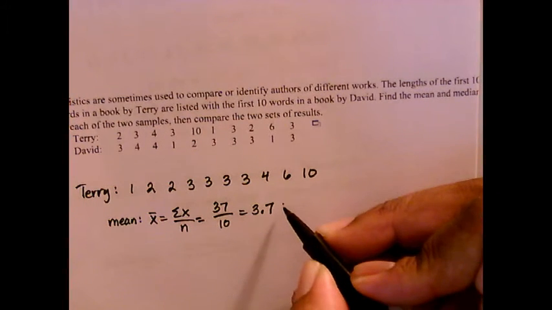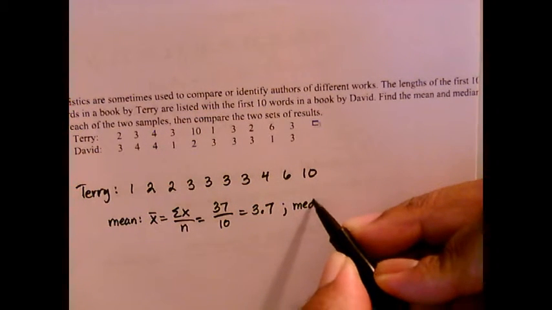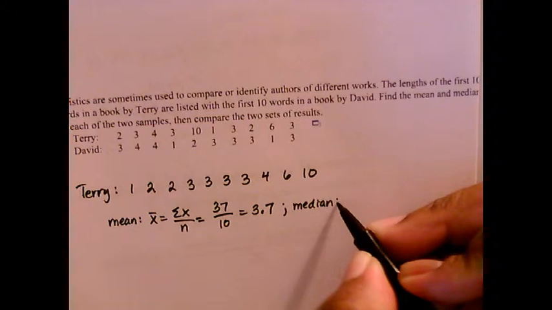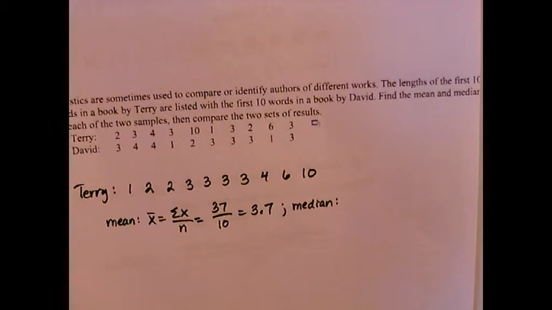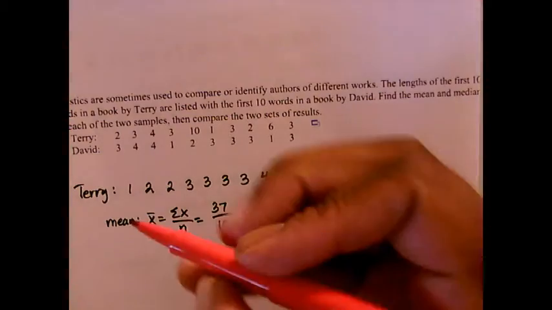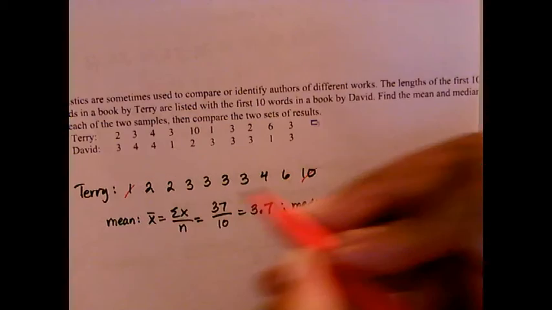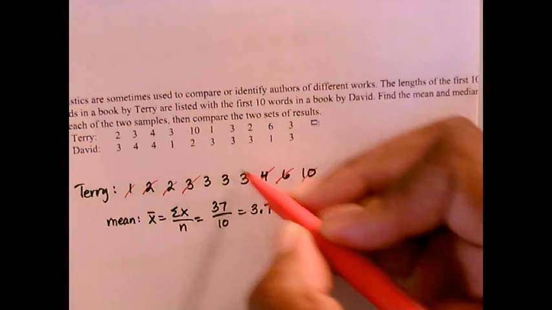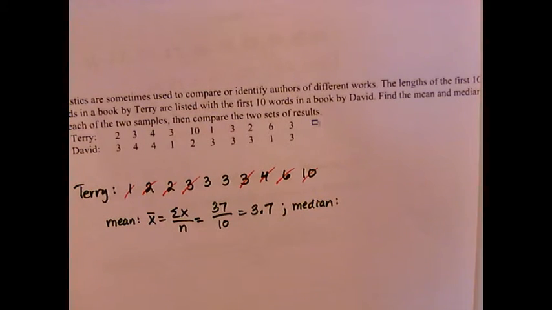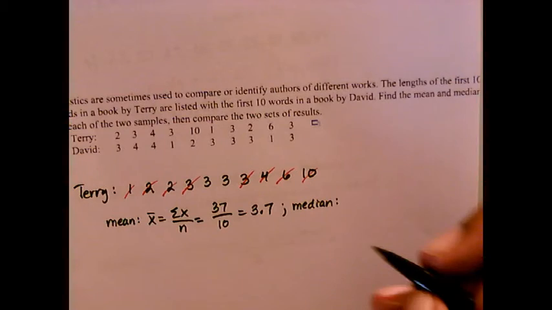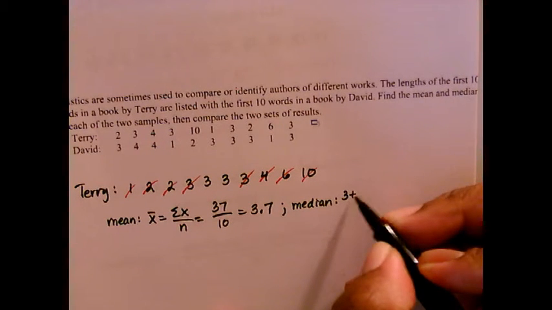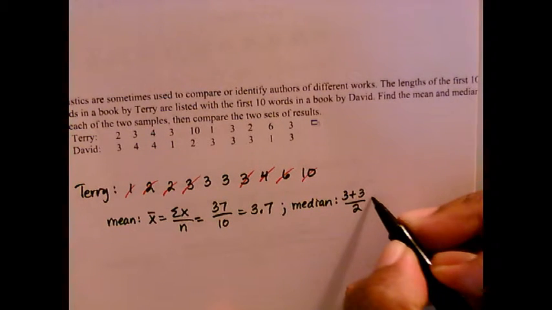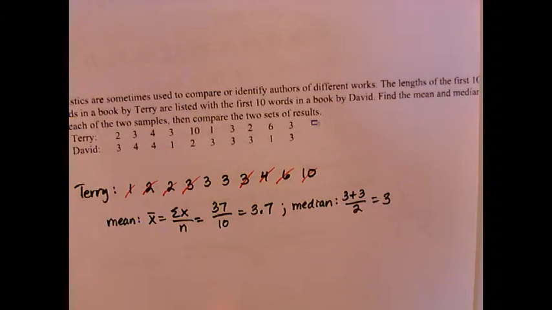Now for the median, there are 10 data values, so we look for the two middle numbers here. If I was to cross these out, obviously the two middle numbers will be 3. Now if I go ahead and take the average of those two middle numbers, that would be 3. So the median of this set of data would be 3.